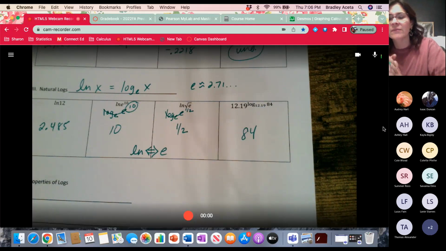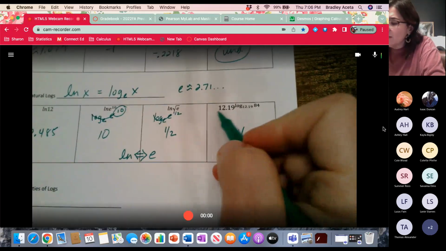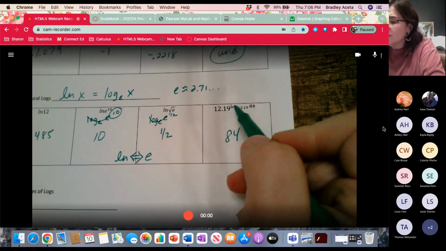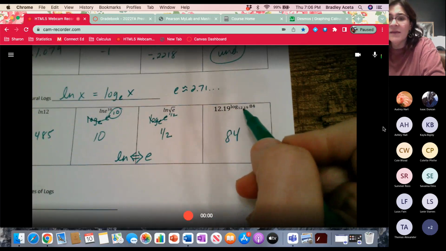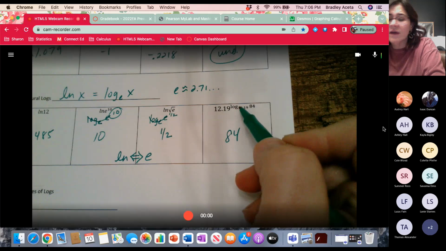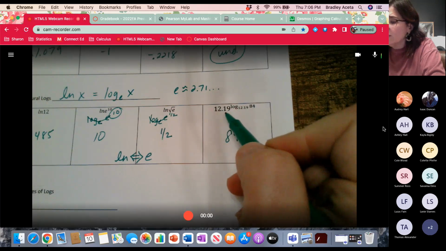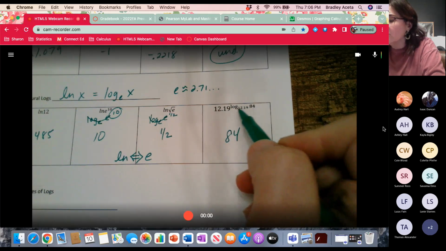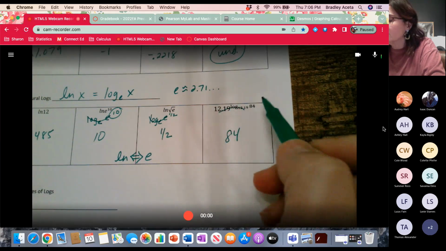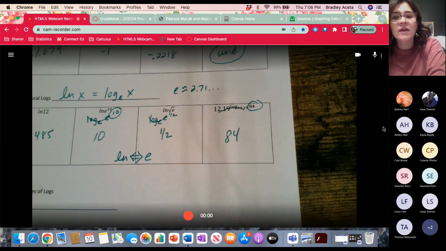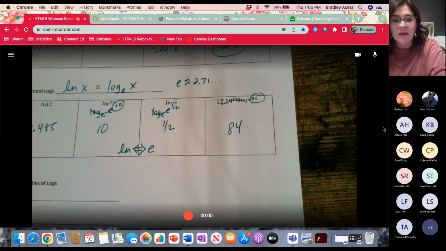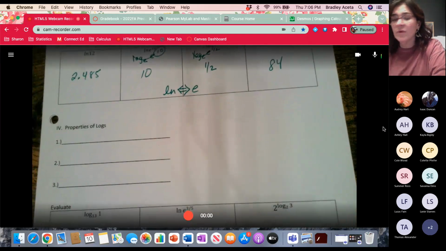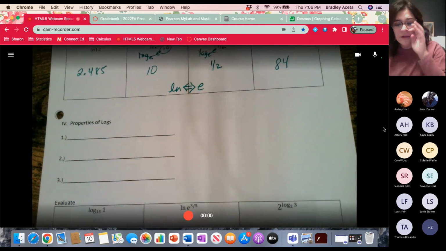The same applies if you have an exponent raised to a log of that base. Those cancel each other out. So 12.19 to the power of log base 12.19, those cancel each other out and you're left with whatever the exponent is. And these are just some common properties that occur. So let's write some of them down.